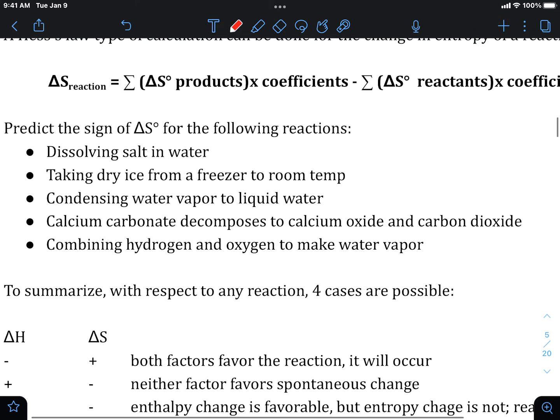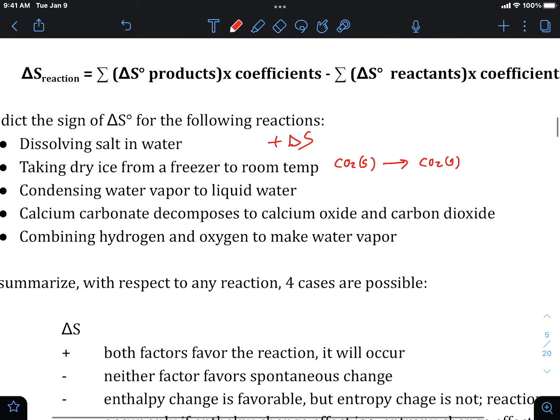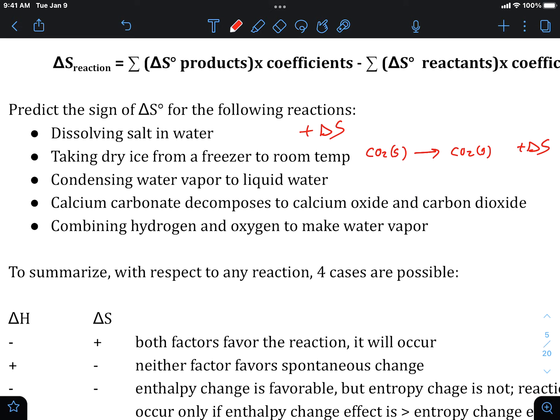All right, so if I were to dissolve salt in water, would that be a positive change in entropy or negative? Yeah, so ask yourself, are things becoming more disordered or less disordered? It's becoming more, because your ions are now spreading out randomly throughout this entire beaker of water. That is a positive delta S. Taking dry ice from a freezer, now remember dry ice is CO2, solid form, and just setting it on your counter. What's going to happen if dry ice is just sitting on your kitchen counter? It's going to turn to a gas. So is that positive delta S or negative delta S? Positive, yes. The gas form is more disordered than the solid form.